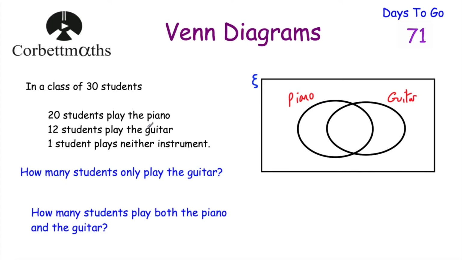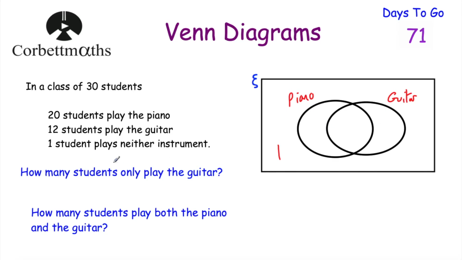We're told that 12 students play the guitar. So again, 12 students are going to be in the guitar region. Again, we don't know the split. It could be 12 play both and 0 play only the guitar. It could be 6 and 6 and so on. And we're told that one person plays neither instrument. So we're going to put the one outside because they play neither instrument. That one person goes outside of the piano and guitar region. So they're going to go there.